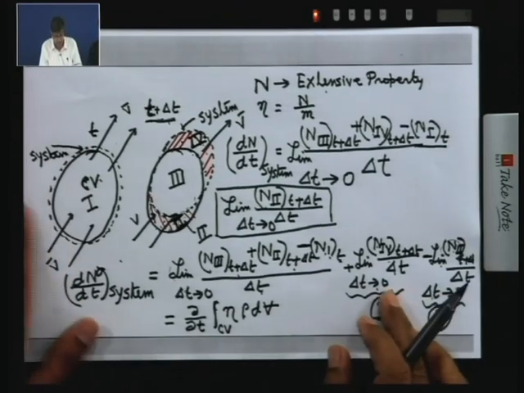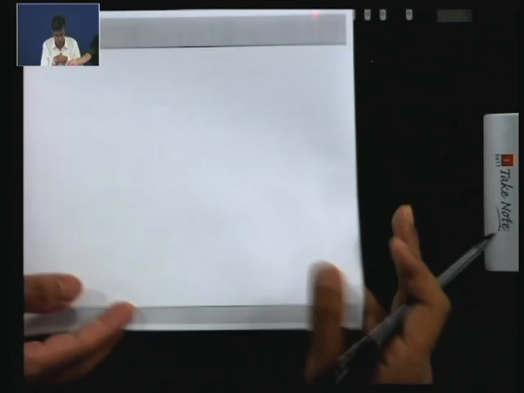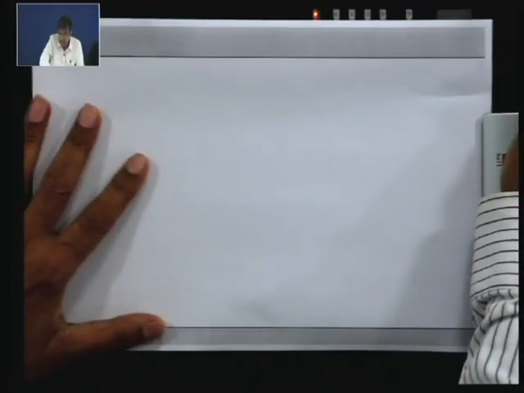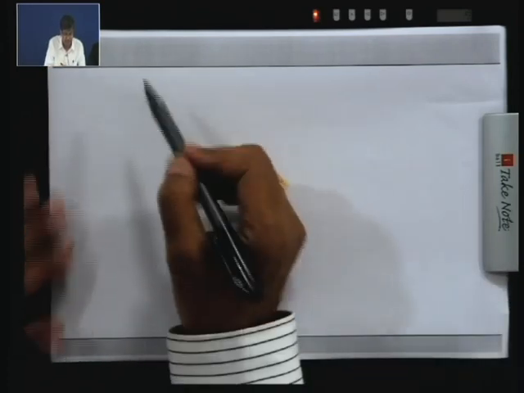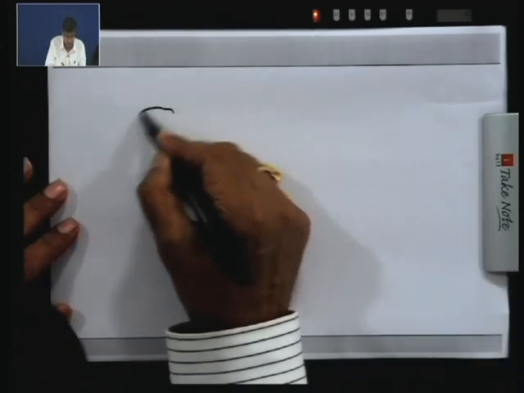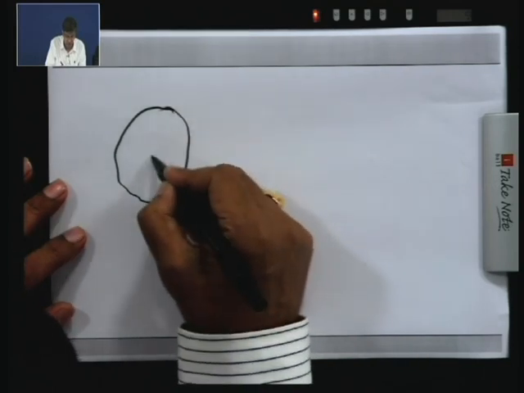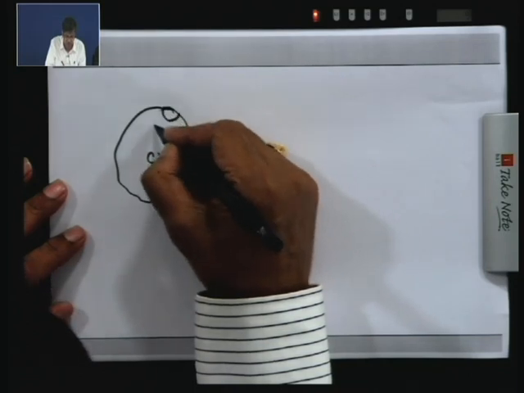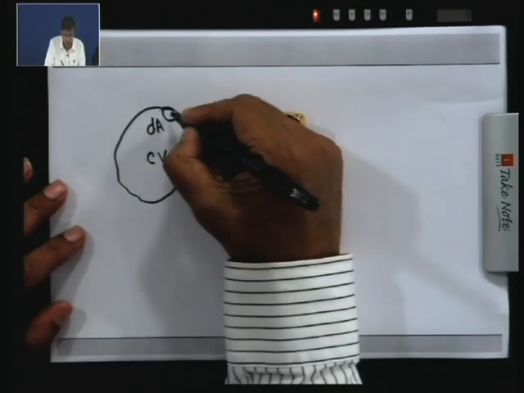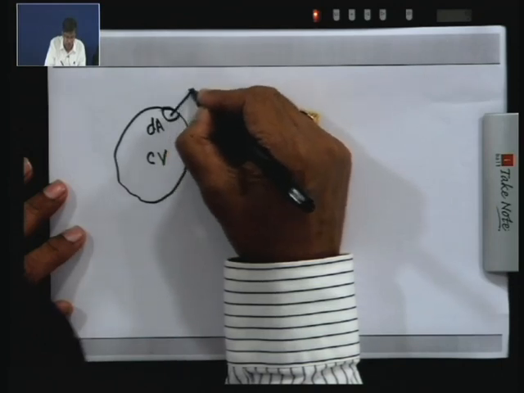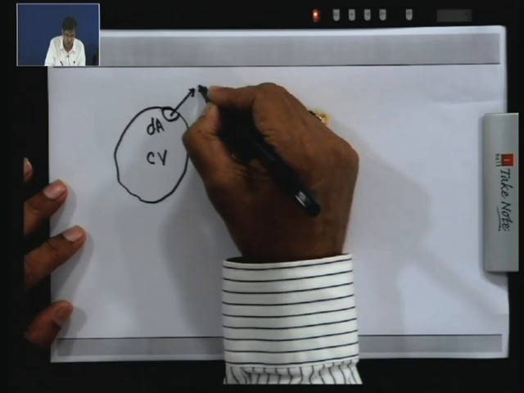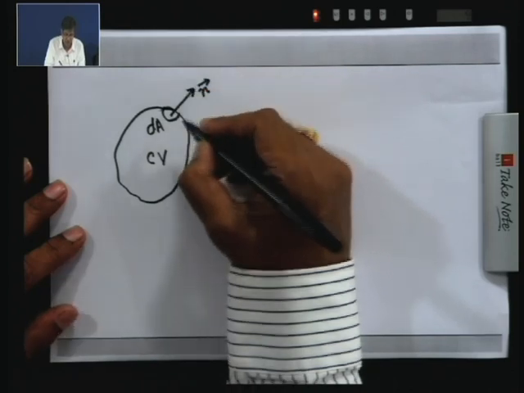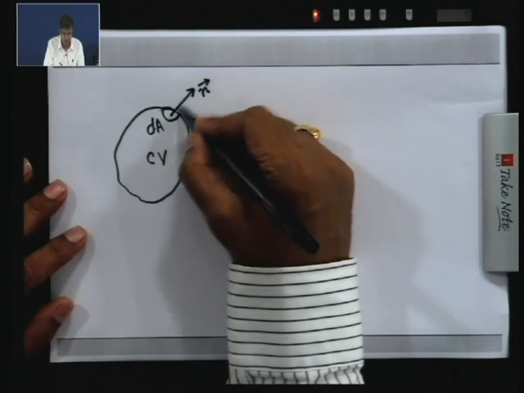So, to understand this, let us go through how to understand this thing. Let us understand this. Let us consider a control volume like this. Let us consider an elemental area dA here, and let us consider the outward normal, the unit vector representing the positive outward normal direction.